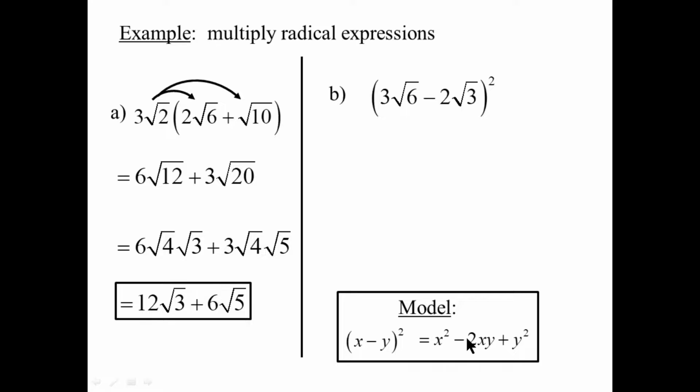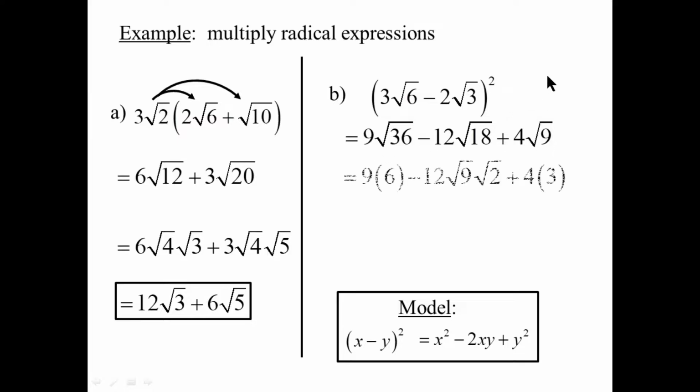So using this as a model, let's go up here and say, all right, we're going to square the first term and get 9 root 36. Double the product here, and the product would be minus 6, so we'll go minus 12 root 18. And then on the end, it'll be this squared with a plus sign, because squares are positive, so it'll be 4 root 9. And now root 36 is a number that we know, it's the number 6, and root 9 is a number that we know, it's 3, so 9 times 6 is 54. And 4 times 3, of course, is 12.